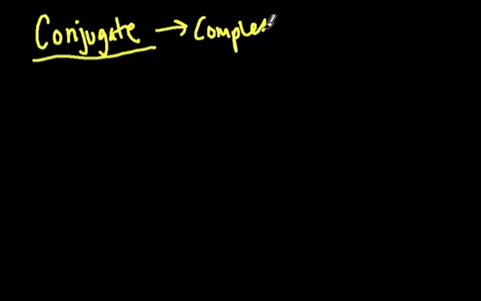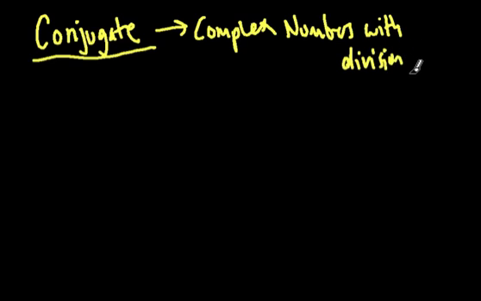I mentioned the word conjugate in the last video, and we used that word when we were dealing with complex numbers, and for us it came up in a division problem, complex numbers with division. A conjugate is really useful in a division problem with complex numbers because we can get the imaginary part of a number out of the denominator.